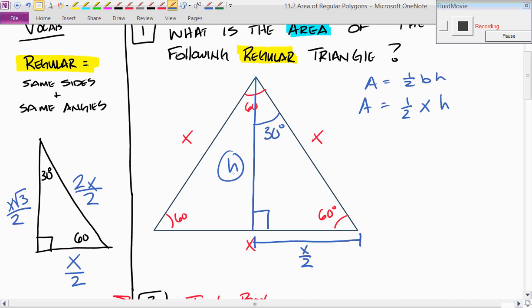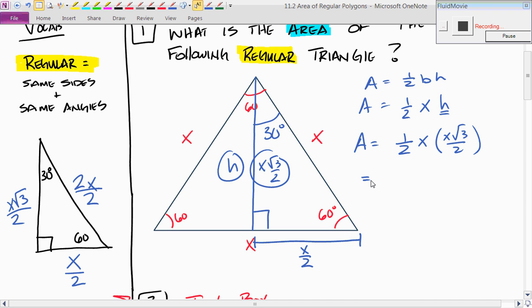So what is the height now in relationship to the two sides? Yeah, very good. x root 3 over 2. So now I can replace height with x root 3 over 2. So my new function looks like this. 1/2 of x times the height, which is x root 3 over 2. Now we're going to clean that up.